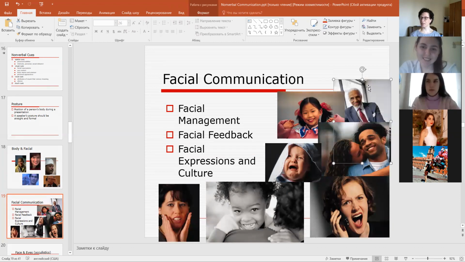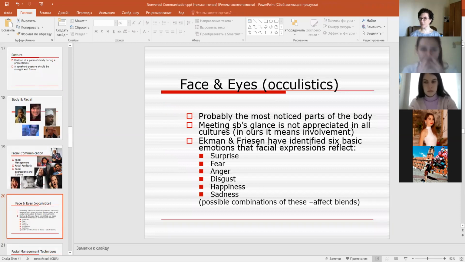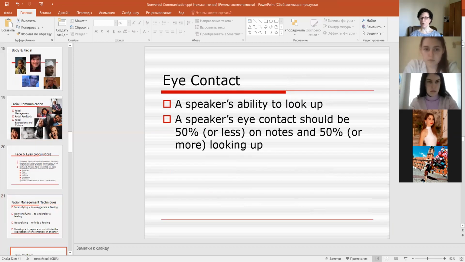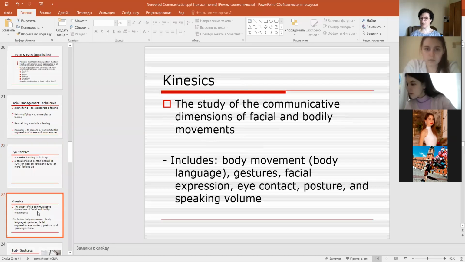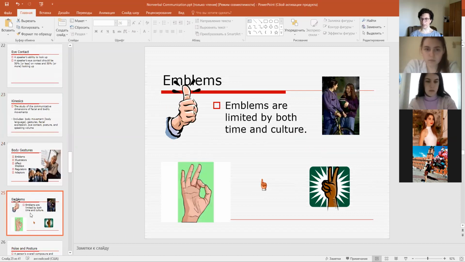Still, we can use lots of vocabulary talking about facial management and facial expressions. But also here we can talk about communication, the connection, how you manage your face, your eyes, and so on. And later we will talk about how to manage them, yeah? How to neutralize or intensify or de-intensify, what eye contact means, yeah? And kinesics, how you communicate with your body, with gestures, we will talk about it later.